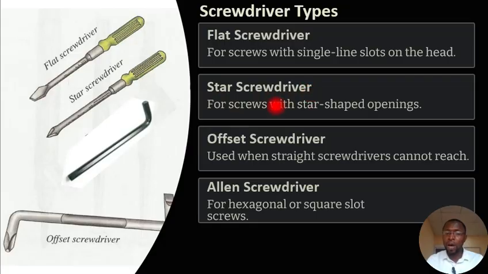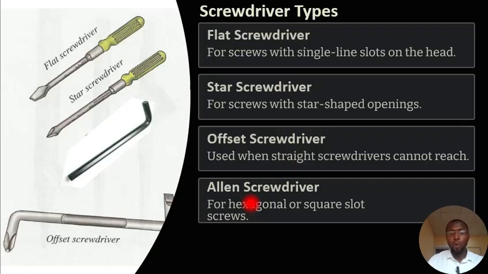And for the star screwdriver, it is used for screws with a star shape opening. So for screws that have a star shape opening, you use this star screwdriver for it. And we have what we call the offset screwdriver. This one is used when a straight screwdriver cannot reach. Maybe it's a corner where you want to apply the screw. Because of the shape of this screwdriver, it can easily penetrate difficult areas to insert your screw. So when you need to access a difficult place, you can use an offset screwdriver.